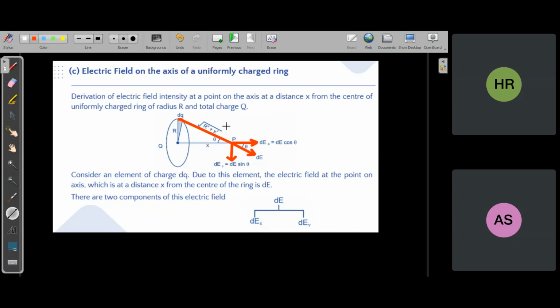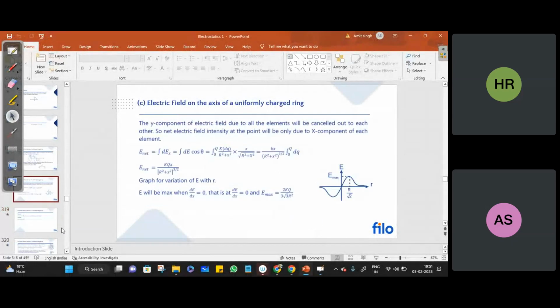And here which component will you integrate? So first of all, you will find the electric field due to the small element. The horizontal component we need to integrate. The vertical will get cancelled. So just integrate the horizontal. That's it. Cos theta you can substitute in terms of x and r. Are you getting it? That is the whole process.